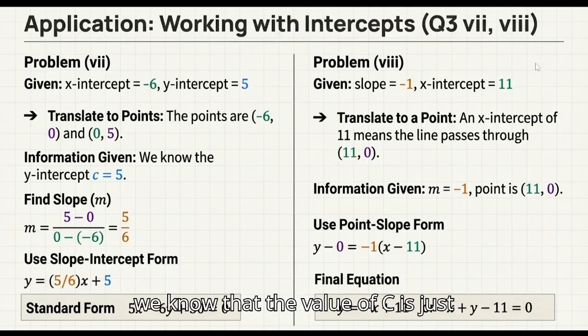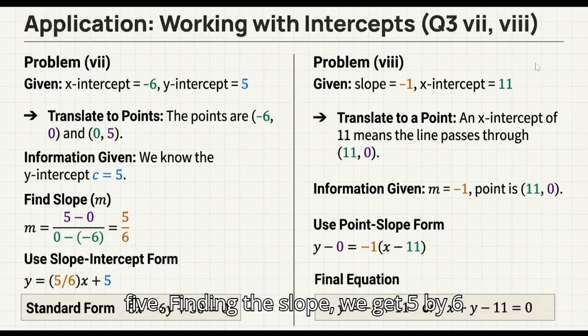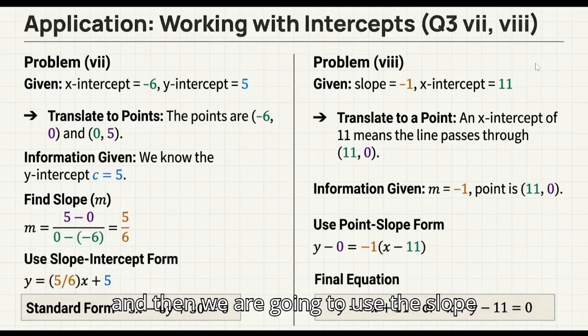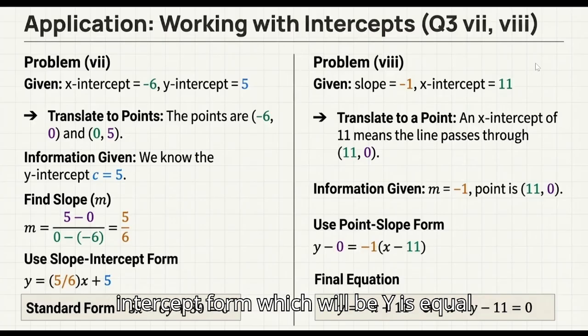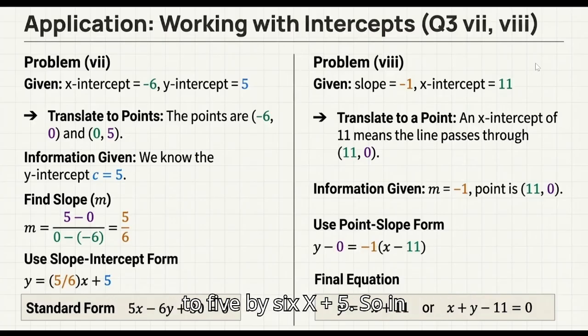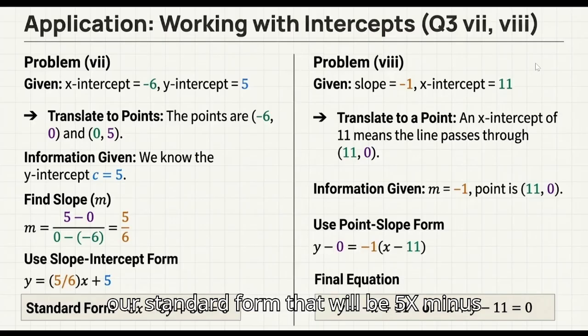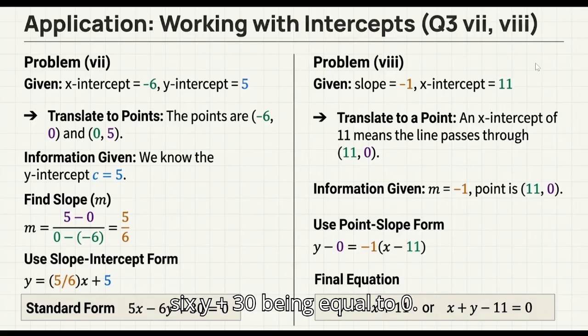And we know that the value of c is just 5. Finding the slope, we get 5/6, and then we are going to use the slope intercept form, which will be y = (5/6)x + 5. So in our standard form, that will be 5x - 6y + 30 = 0.